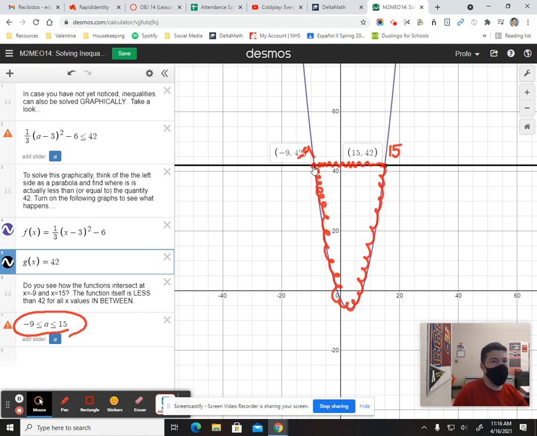Where is the function actually less than 42? And that's all of these. Look at all these outputs. They're all less than 42. And so then I just express my answer in inequality notation, and that's all there is.